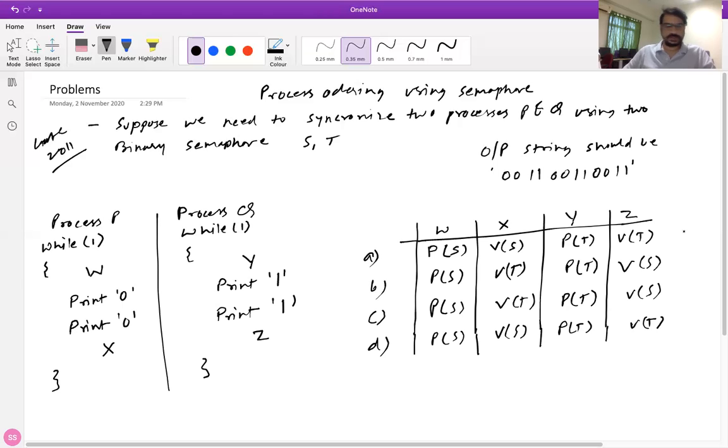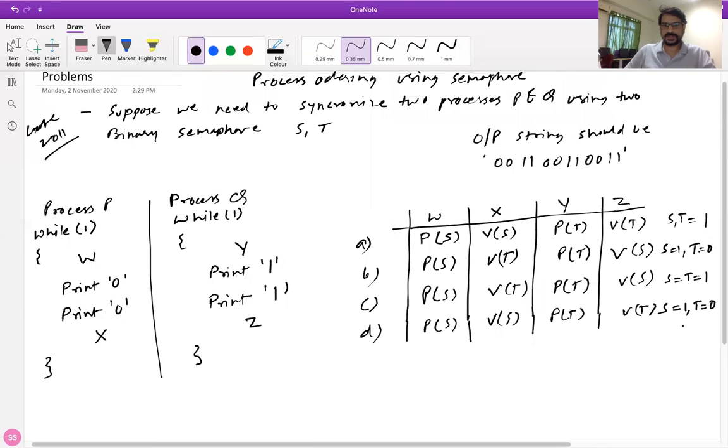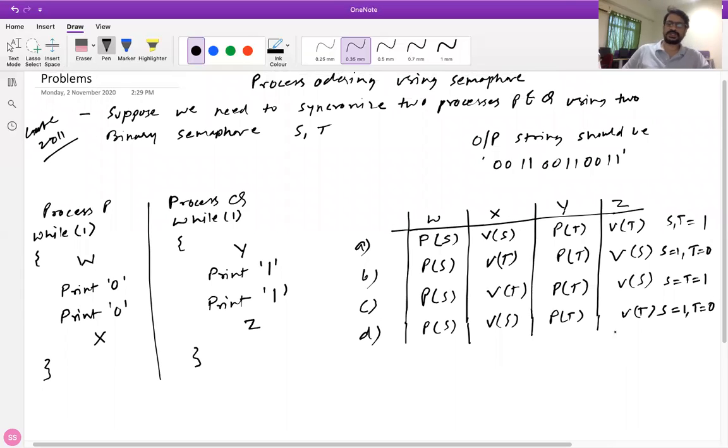In the first option, the initial value of S and T both are 1. In the second option, S will have the value 1 and T will have the value 0. In the third option, S and T both have the value 1. Here we have the value of S as 1 and T equal to 0. Now this is the whole question.